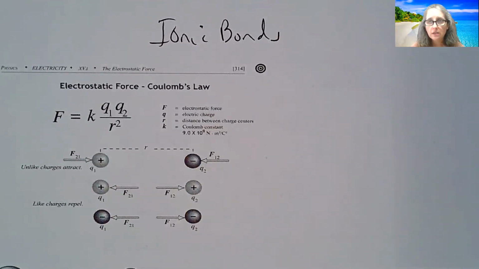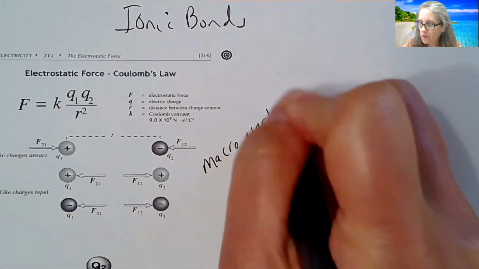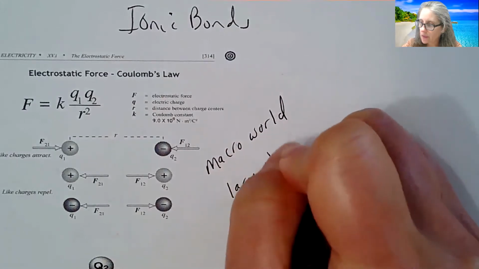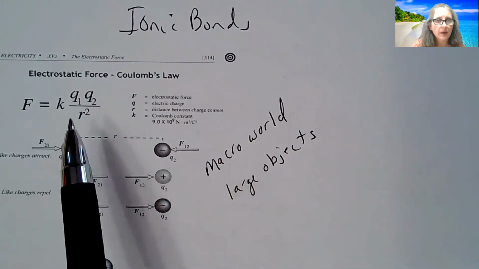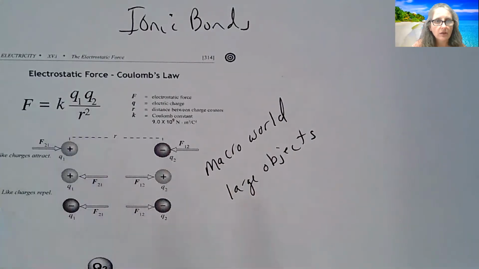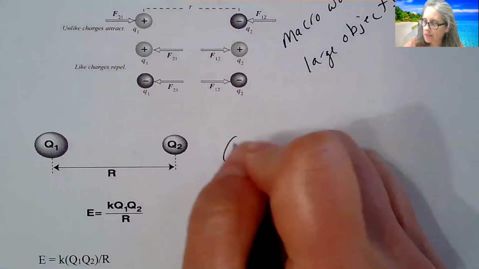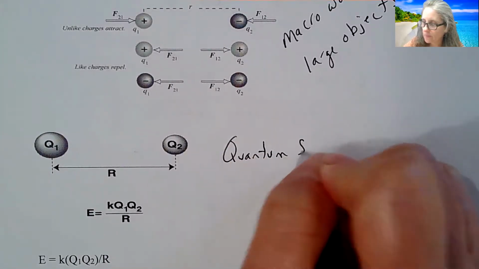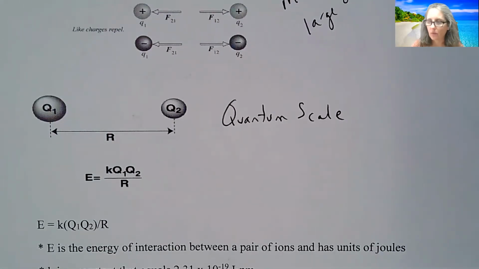If you've had your physics, some of you have, some of you haven't, this is your Coulomb's law from physics. But realize that this is in the macro world. So this is large objects that follow Coulomb's law in this sense: you have charge, you have distance, you have K, and you have a force. In what we call the quantum world, the small scale, we are now looking at a different way of interpreting Coulomb's law, or a way to think about it.